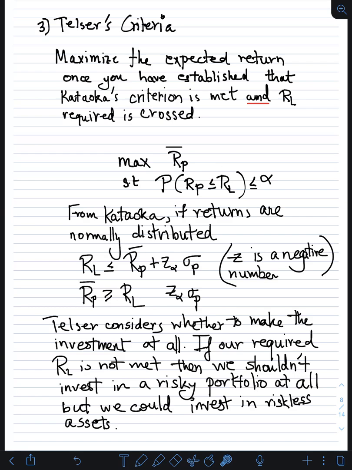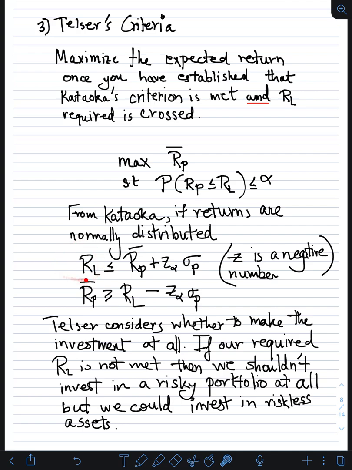This is exactly as from the Kataoka video, so if you are wondering how that came up, you can check the Kataoka video. Keep in mind that z is usually a negative number because we're on the left side of the normal distribution. So this plus z alpha, if we're talking of 5%, becomes minus 1.65 and so on. Similarly, the RP bar then is going to be RL minus z alpha times sigma P. I'm just bringing this term over to the other side.